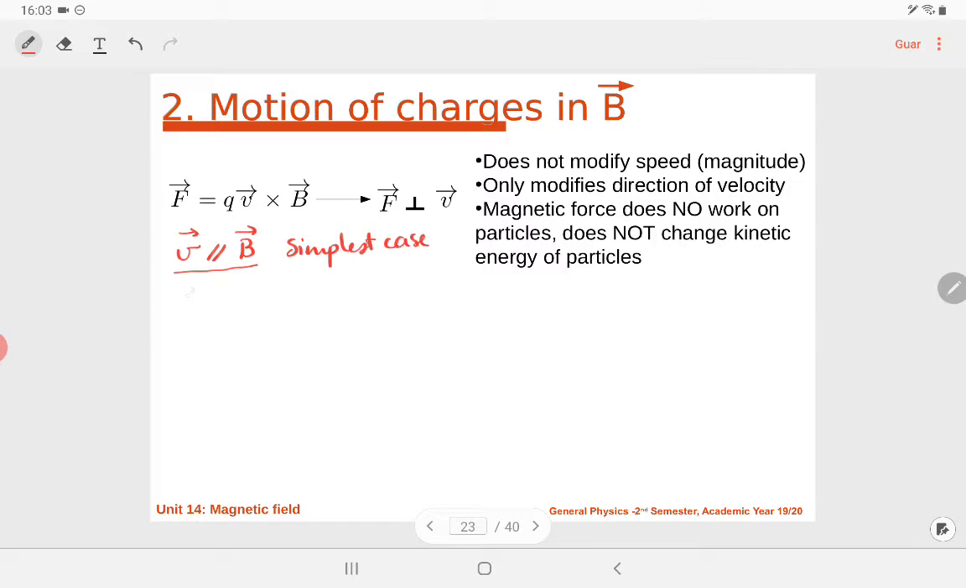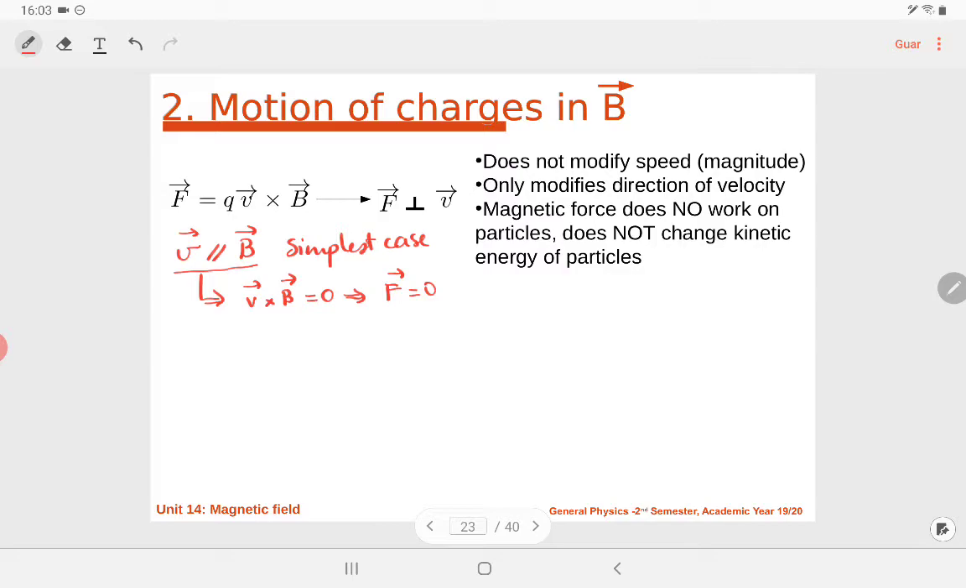Because you know about the cross product, the cross product between two vectors that are parallel is 0. And hence, the force is 0 in this case. So the charged particle moving in a magnetic field with a speed that has the same or opposite direction, that is, moving parallel to the field lines, does not feel any force. This is the simplest case. Then we're going to complicate things a bit further.